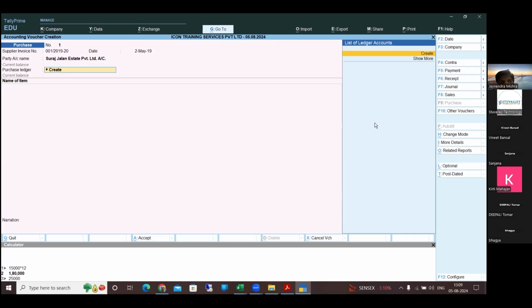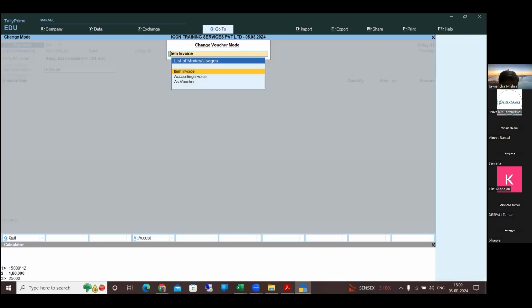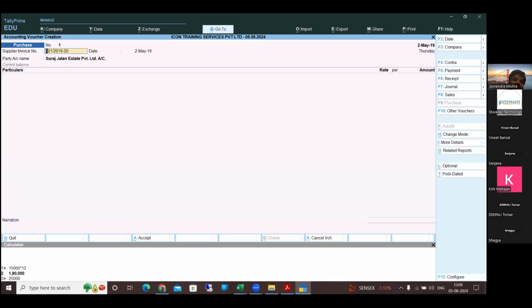Friends, this is not a purchase of any goods or material, so change the mode. Say suppose you are buying certain goods, raw material, certain products, say a laptop. One laptop, two laptops. A laptop has a per unit price, 10,000, 20,000. When it is a purchase of goods or material, select item invoice. This is not a purchase of any goods, so select accounting invoice. Control H to change the mode. Accounting invoice. Yes.